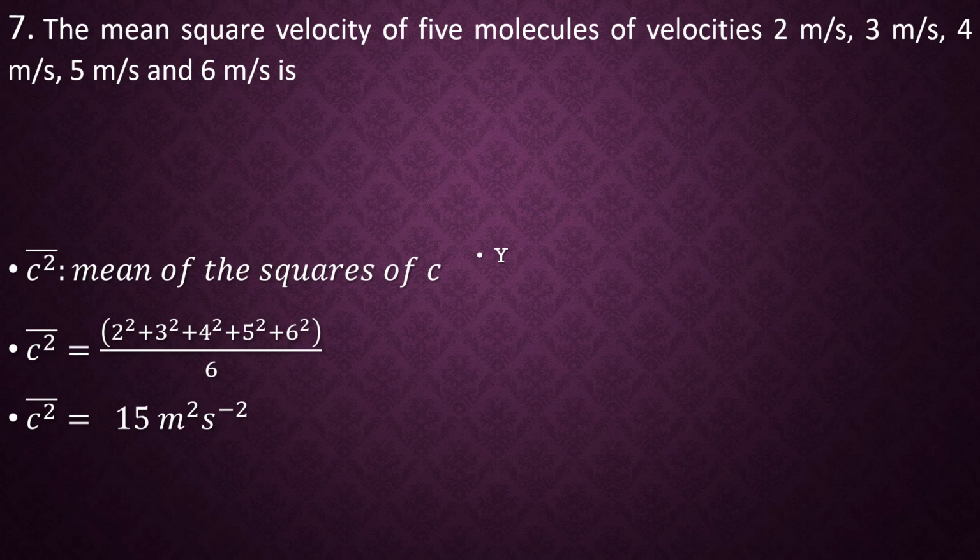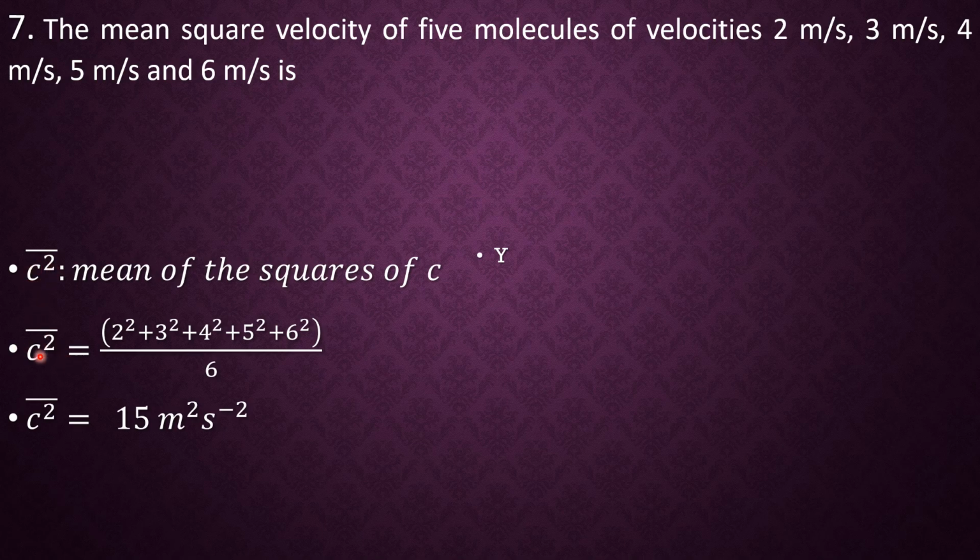The mean square velocity of 5 molecules' velocities, that is, okay, so I've just put it out here. So you have the mean square speed, which is basically the mean of the squares of C. Very important that you understand that that's what mean square speed means. Mean square speed: you're finding the mean of all the squares of the speeds.